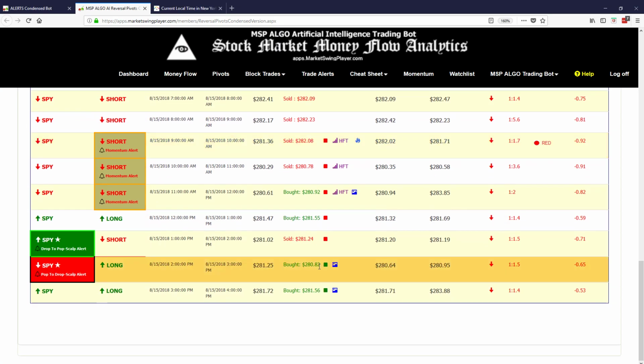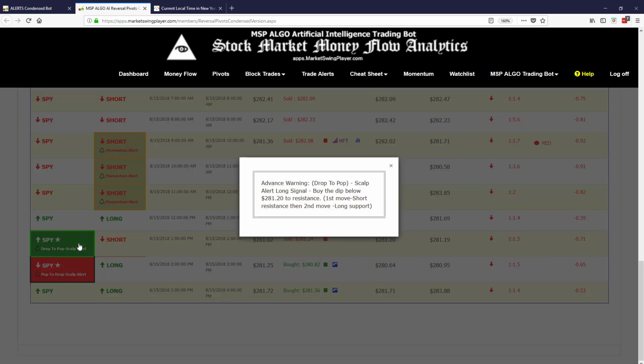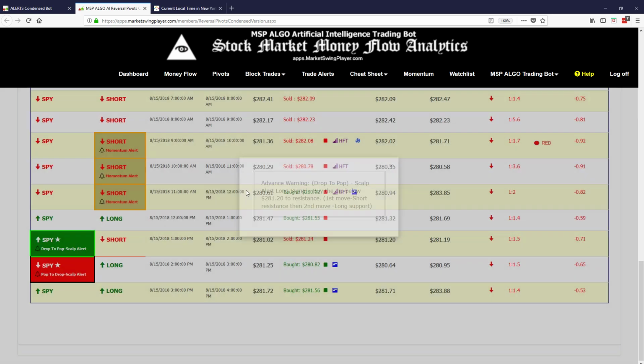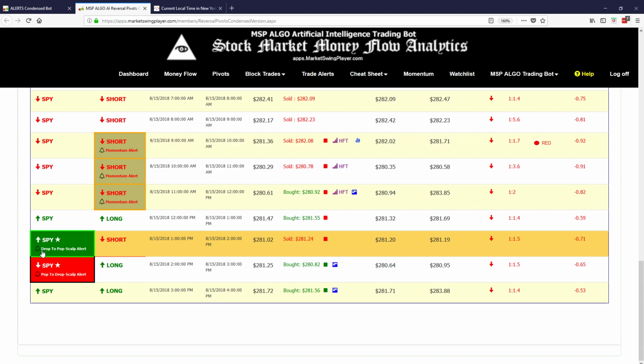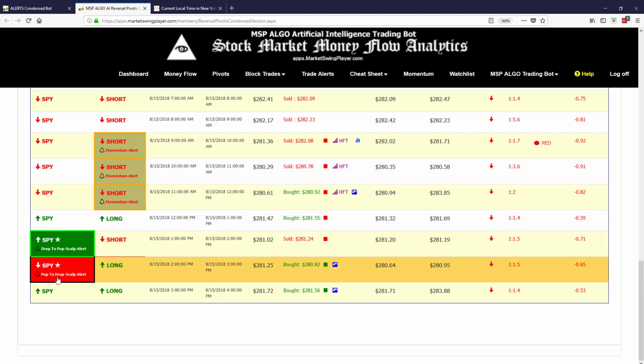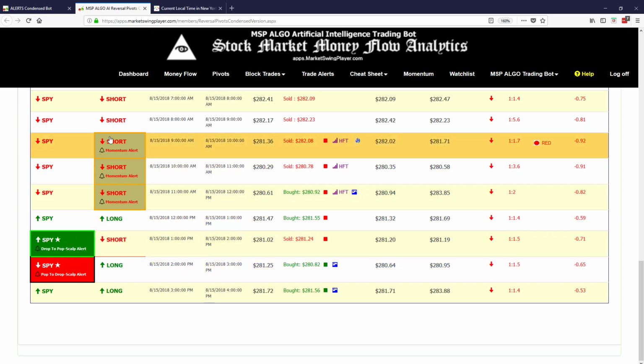So we got our hourly. You see it's starting to say it got the scalp. It's saying it was drop to pop. It's telling you what was going on. Drop to pop, right?